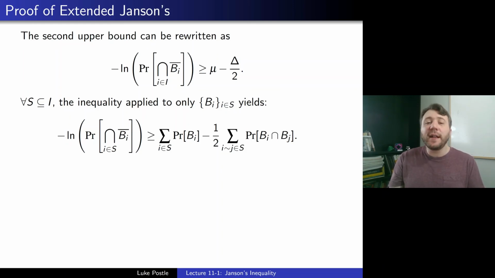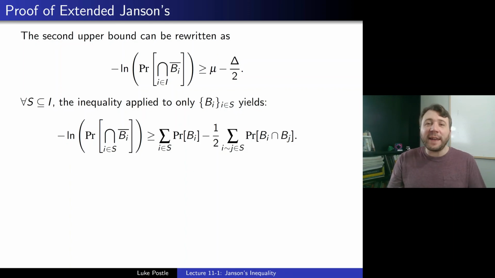The mu for S is the sum of i in S of the probability of Bi. That's the expected number of events in S to be chosen. And the delta thing, you'd only take pairs that actually both live in S. So it'd be minus 1/2 the sum over i and j, both in S and i dependent on j, of the probability of Bi intersect Bj. So that's really the cool part. For every subset, we'd actually get an inequality as well.